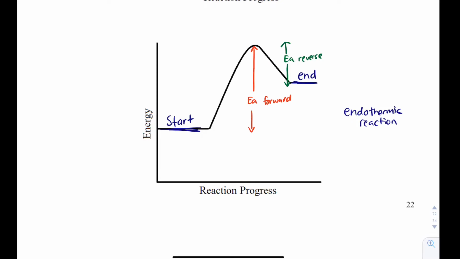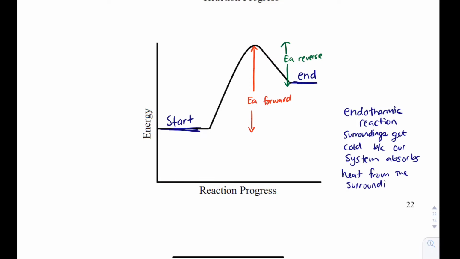In an endothermic reaction, our surroundings actually get cold. And that's because our system absorbs heat from the surroundings. Okay, now between where we started and where we ended, this would be called delta H, and that would end up being a positive number because we're endothermic here. Additionally, the top of our peak, we'd call that the transition state or the activated complex, and that's where bonds are being broken and formed simultaneously.